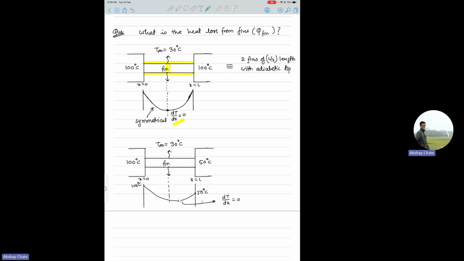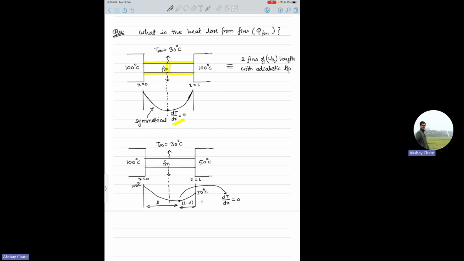And you need to find this length, whichever side you take. How to find it? You need to assume some variable. Let's say you assume this as L1 or small l. So this part will be your capital L minus small l, and this is the point where dT/dx is 0. Now the small l is the unknown.